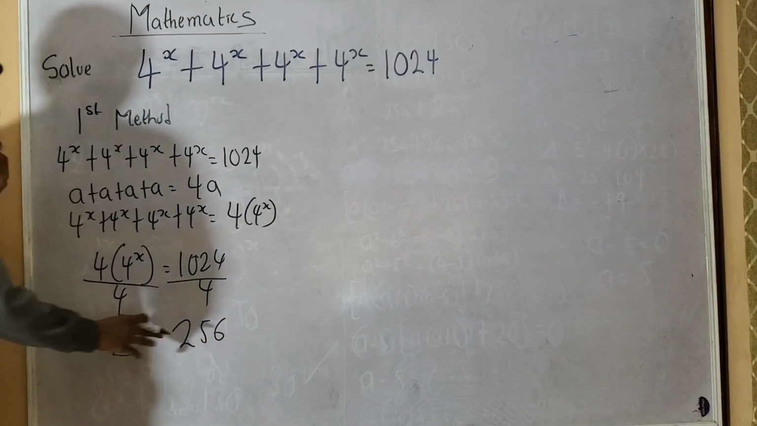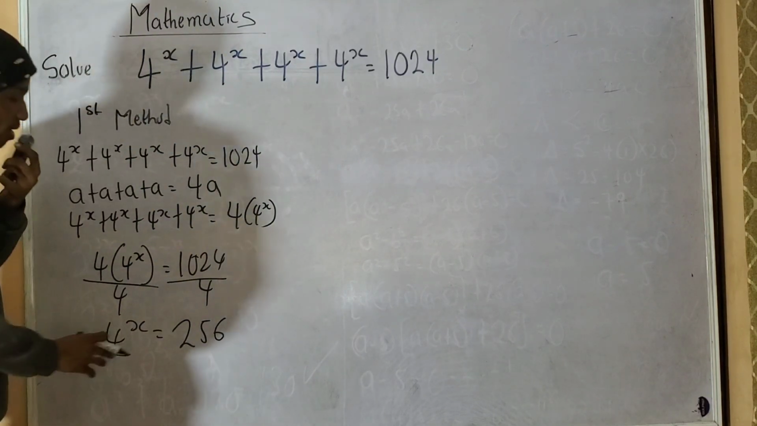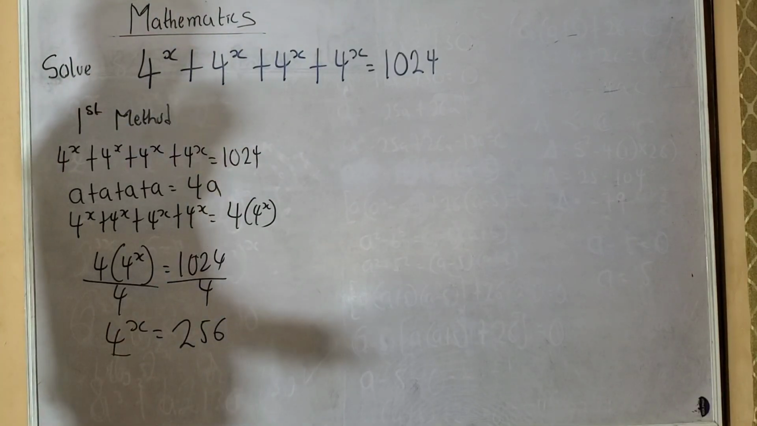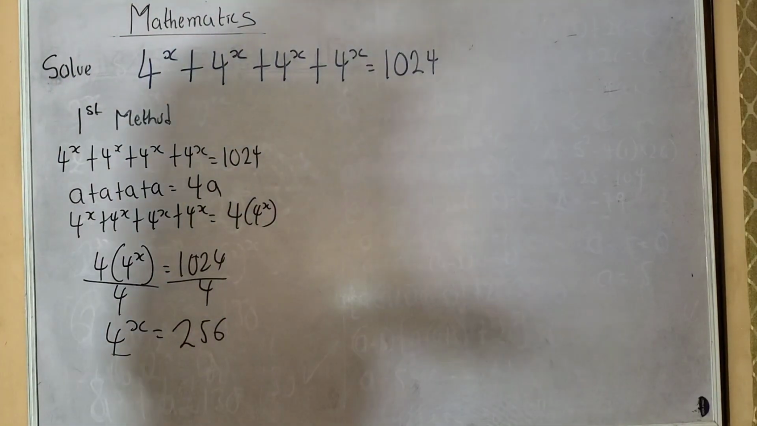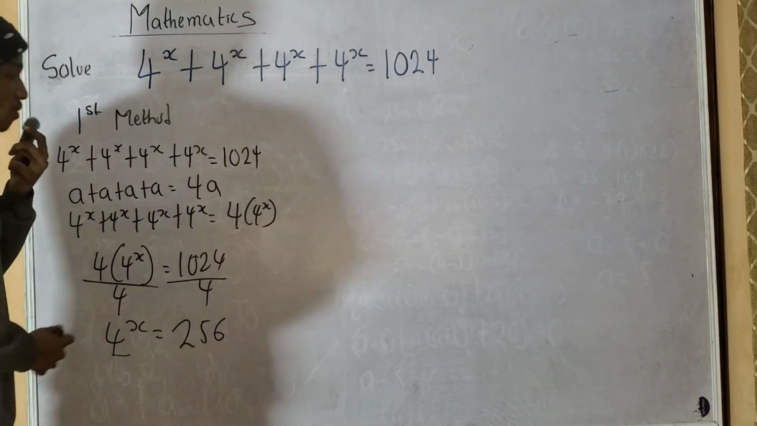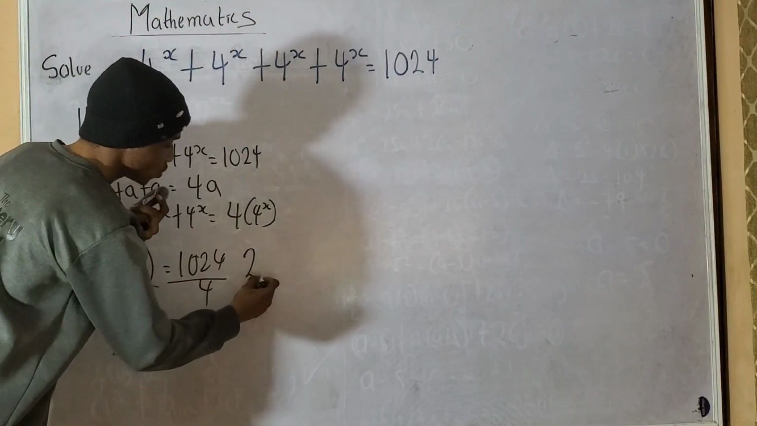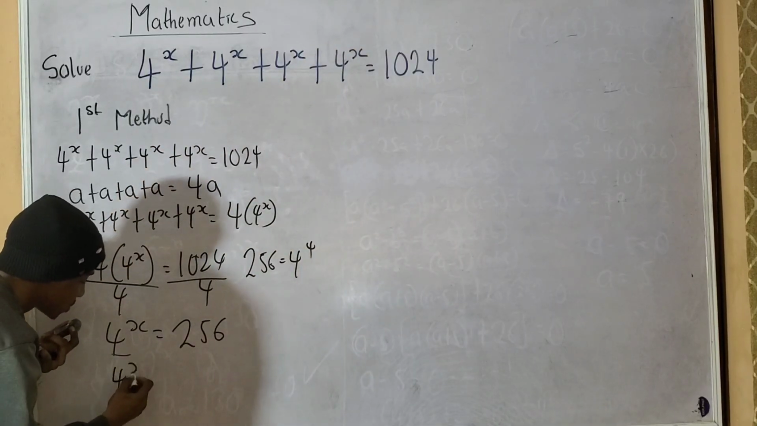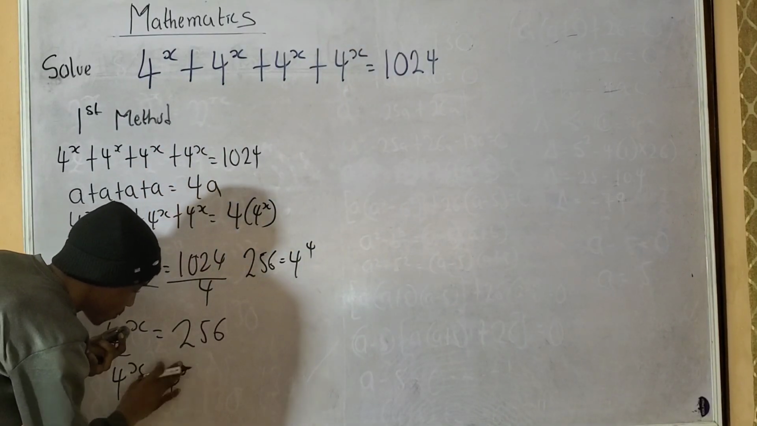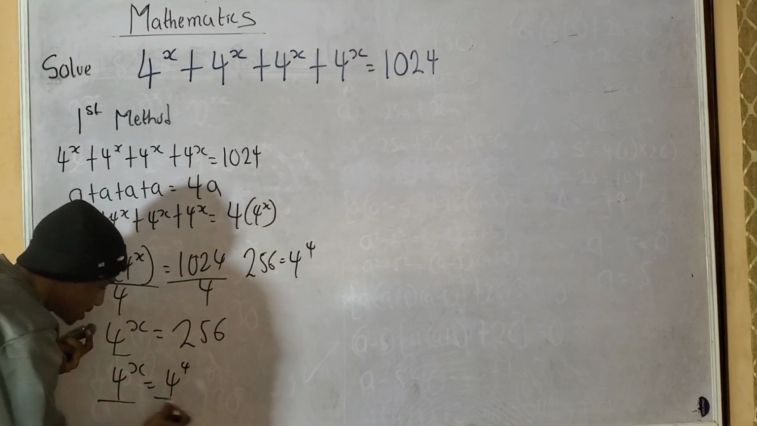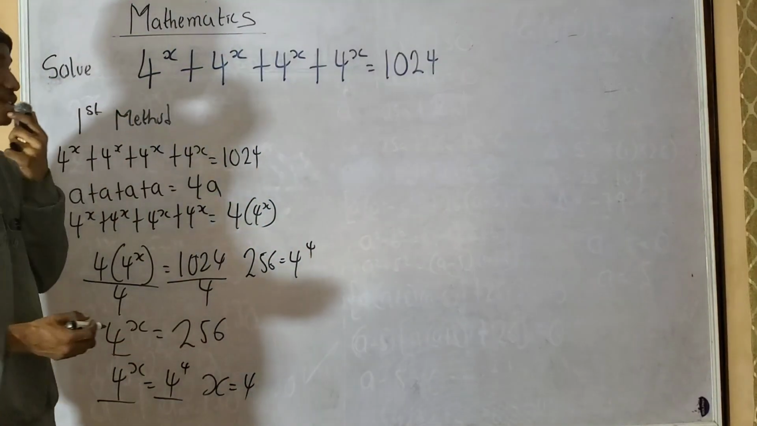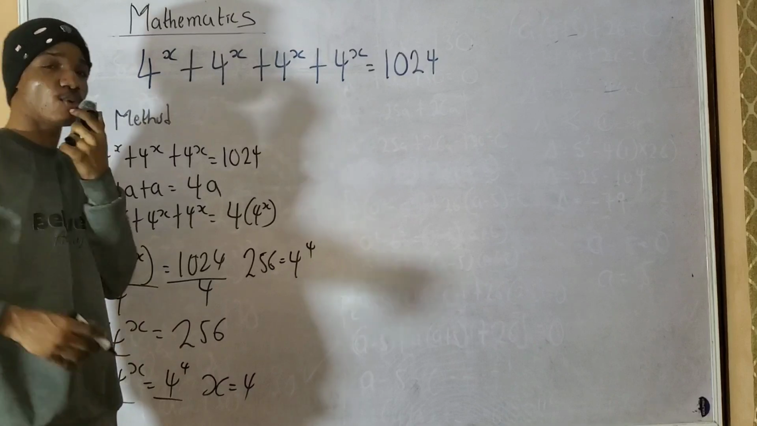Okay. Now, the base at the left-hand side is 4. Now, please listen, how can I rewrite 256 such that the base will be equal to 4? Do you understand? That will be 4 raised to the power of 4. 256 equals to 4 raised to the power of 4. So, 4 raised to the power of x equals to 4 raised to the power of 4. Now, because the bases are equal, the powers can be set equal to each other. Do you understand? Okay, this is the first method.